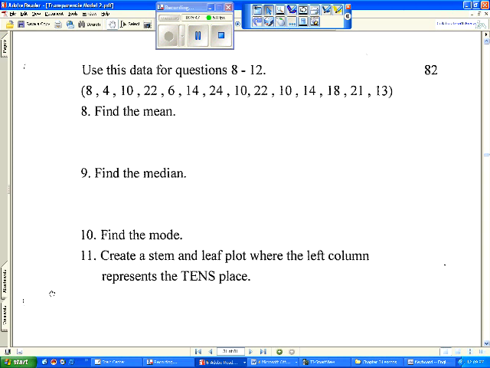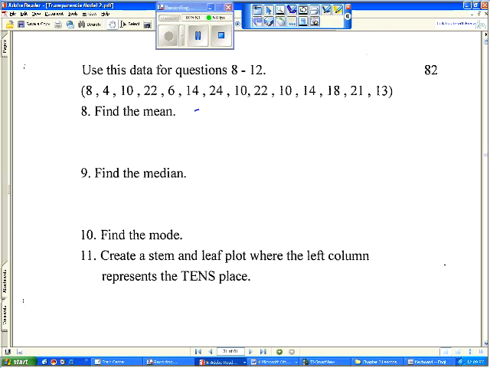Measures of central tendency. Good. And they are mean, median, and mode. What does mean mean? Average. How do you find the average of a set of data? You take the sum of the items divided by the number of items. Where's this at in the book? Page 66.